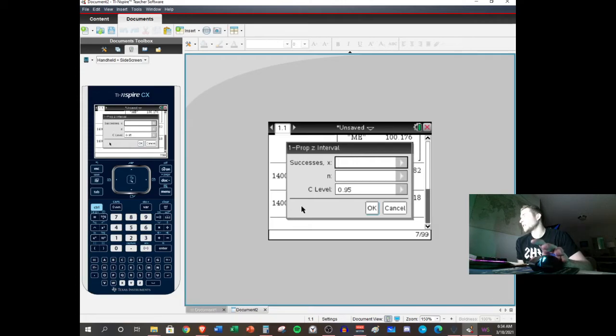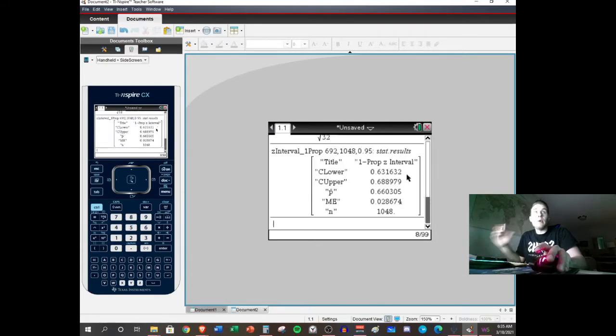So we're going to go ahead and click that and just have that ready if it's telling us to create an interval. So it says of the 1,048, 692 had television in the room. So we're making a 95% interval for that. Okay. So successes would be the number that had them in the room, so 692. N is the total sample, so 1,048. And then we want to be 95% confident. It's already ready. We just hit OK, and we get our answer right here.